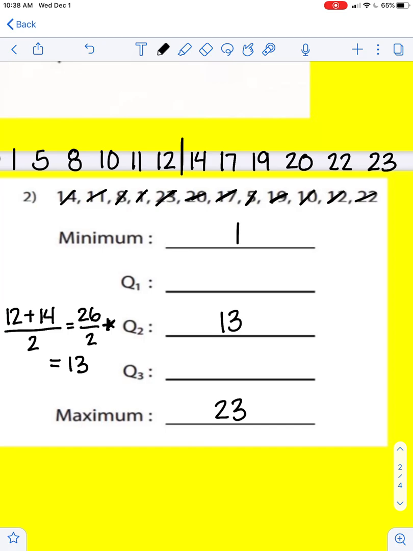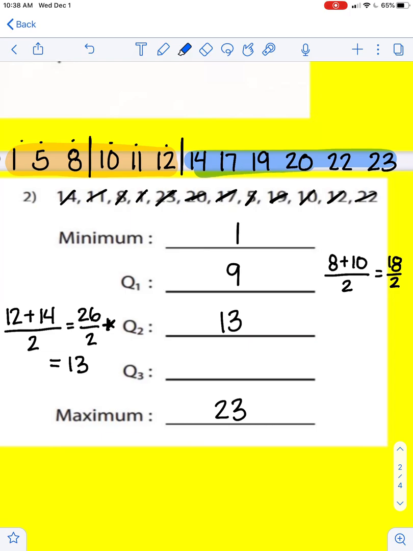For my quartile 1, I'm going to do the same thing. I've got this half right here. And if we look, that is 6 numbers, so it's even. So I'm going to have 1, 2, 3 on one side and 1, 2, 3 on the other. So here I'm going to do 8 plus 10 divided by 2, which gives me 18 over 2, which is 9.